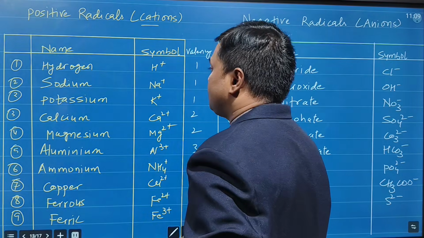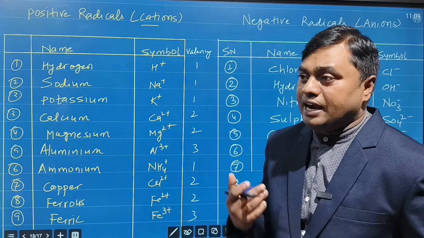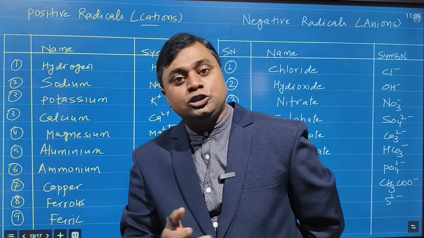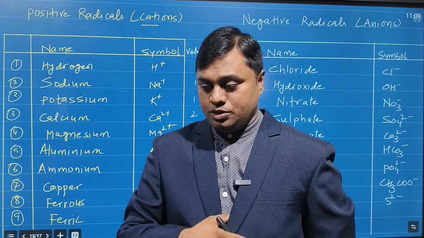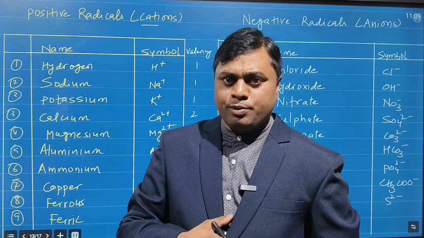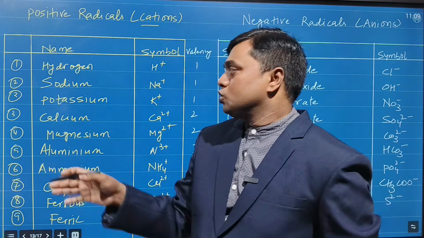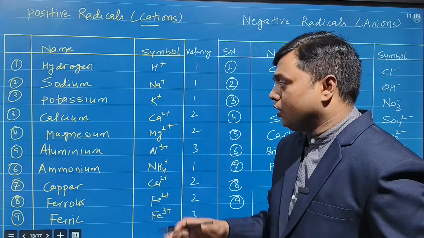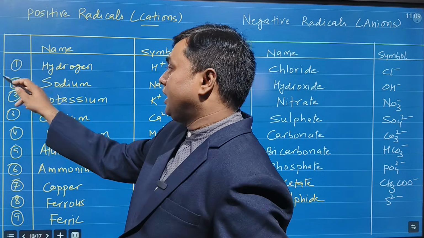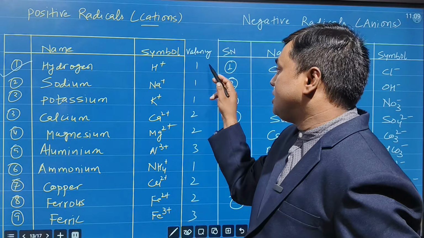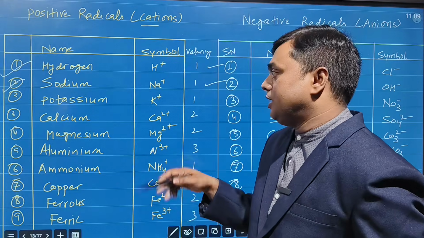You should also remember some cations or anions, radicals. Cations are the positively charged atoms, or anions are what? Negatively charged atoms. Radicals are what? A group of atoms may be there, like carbonate CO3 2 minus, sulfate SO4 2 minus. So here I have made some list of cations and anions. Positive radicals are called cations, like hydrogen H plus 1. Valency generally 1 or plus 1 we can say. Sodium Na plus 1, valency is 1.